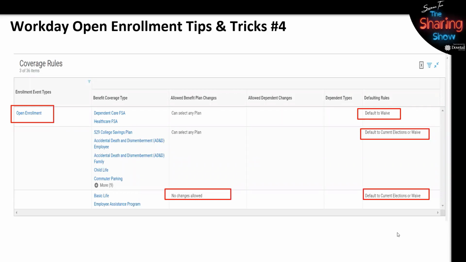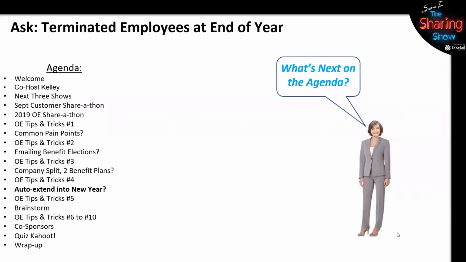And then maybe things like my basic life or EAP that I want to have included for visibility purposes. We're not allowing any changes, but we want to display that. So those would be defaulted to the current election. So you just want to take a look at that. Most of the time that doesn't change too much from year to year, but it's always a good idea to review that periodically.